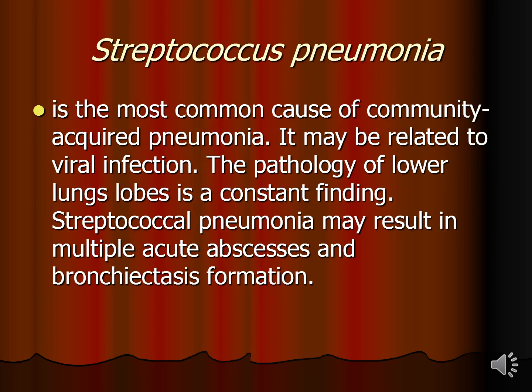The other kind of pneumonia is caused by streptococci. This is the most common cause of community-acquired pneumonia. It may be related to viral infection, for example. The pathology of the lower lung slopes is a constant finding in this case. Streptococcal pneumonia may result in multiple acute abscesses and bronchiectasis.